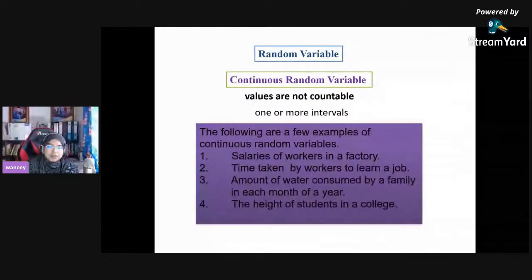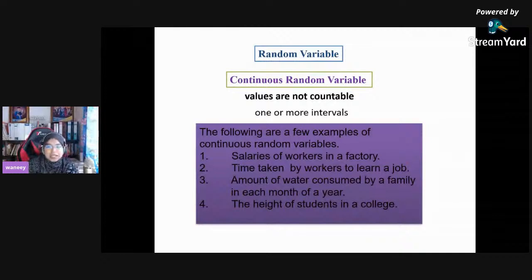Some workers might take around 15 minutes to learn a new thing. Some workers might take around 1 hour to learn a new thing. And even within that hour, you can say 1 hour, 6 minutes, 30 seconds, 1 hour, 6 minutes, 25 seconds, and so on. So we can have all the intervals.